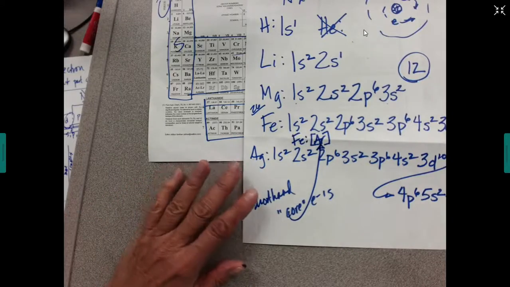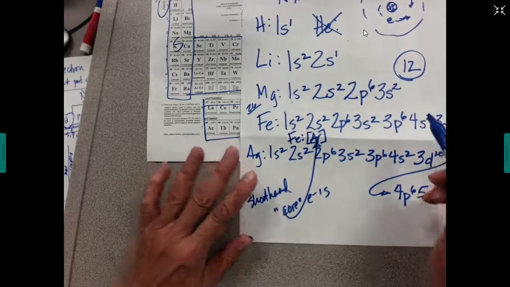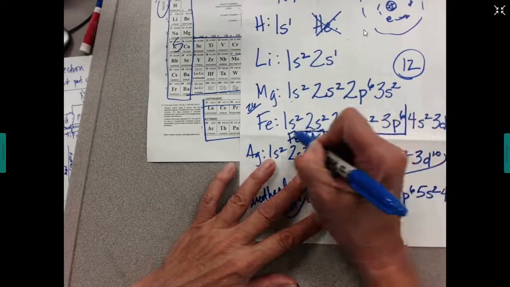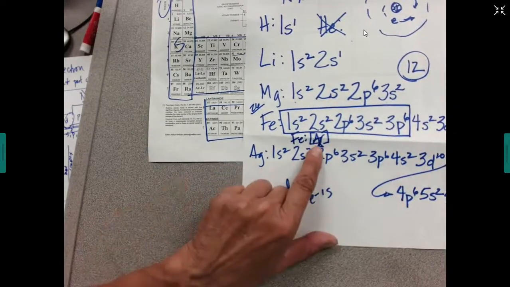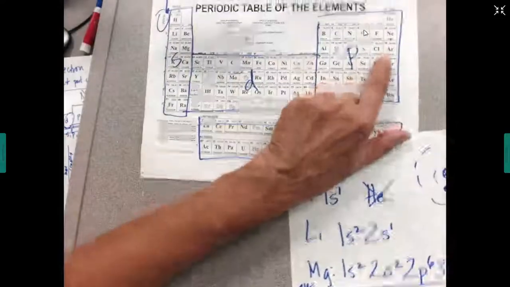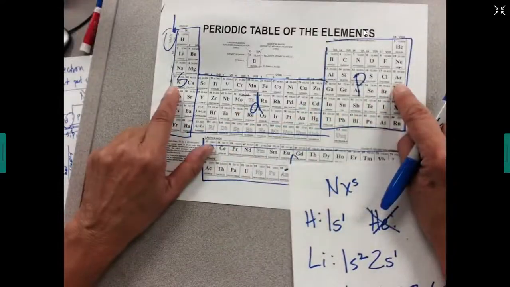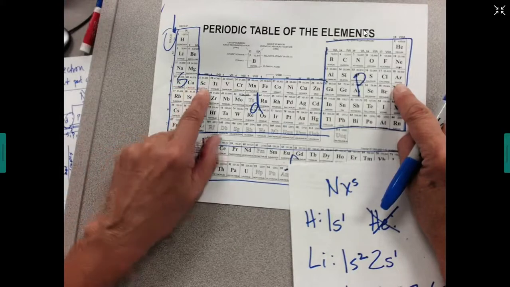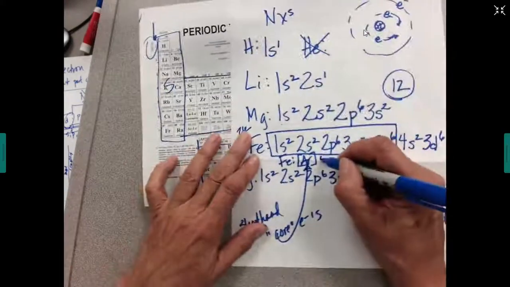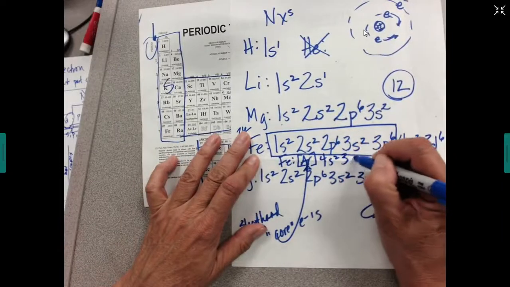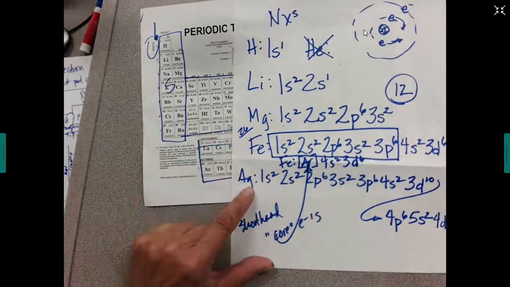And that takes off everything here. So those are the core electrons. So now all you have to write is everything past argon. So there's argon, 4s2, 3d, 1, 2, 3, 4, 5, 6. So 4s2, 3d6.